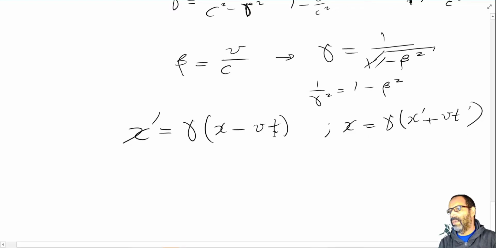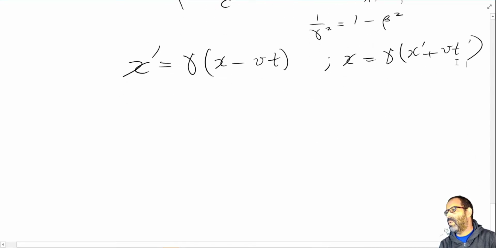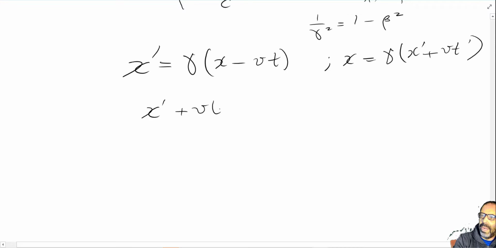For right now, they don't look clear, because we have x prime as a function of x and t, and we have x as a function of x prime and t prime. So what I want to see is x prime and t prime as a function of x and t, period, end of the story. For that, we have to solve these two algebraic equations. We already have x prime. All we need is to find t prime from the second equation. So let's divide by gamma everywhere and work out this algebra. What it says here is that x prime plus vt prime is equal to x over gamma.